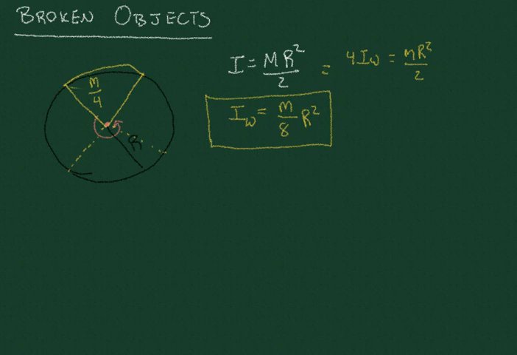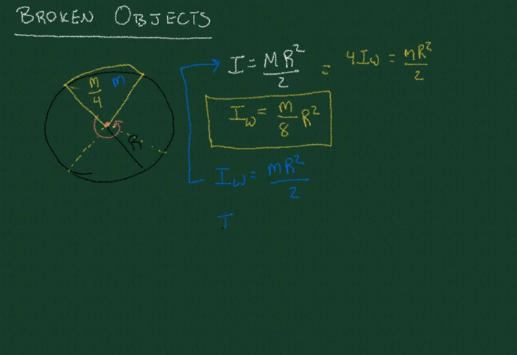But let's look more closely. What if I say that the mass of the wedge is actually m? Then the moment of inertia of the wedge is m r squared over 2. It has the exact same moment of inertia as the complete disk. Now, does this make sense? Well, let's look at this.